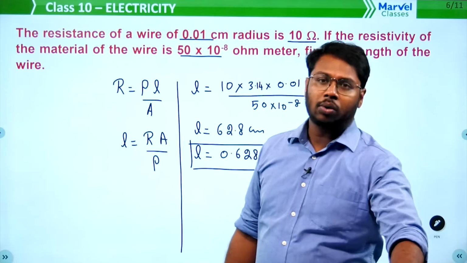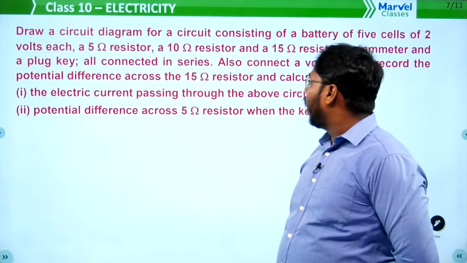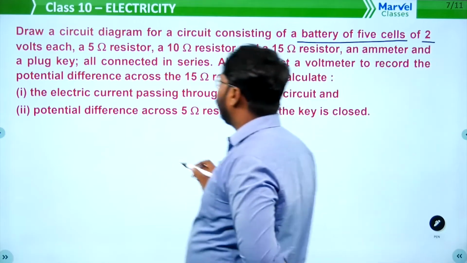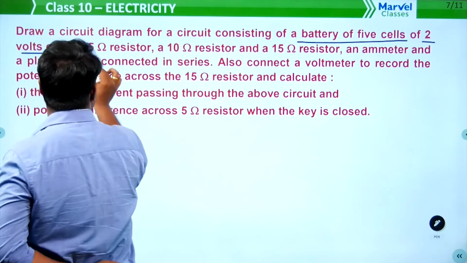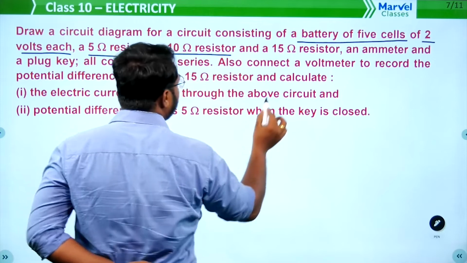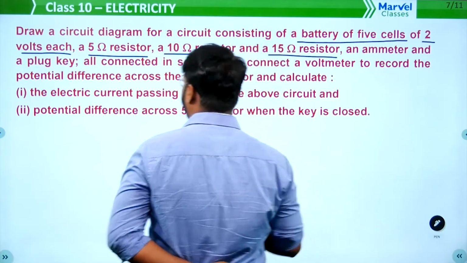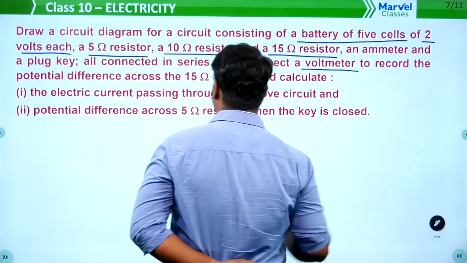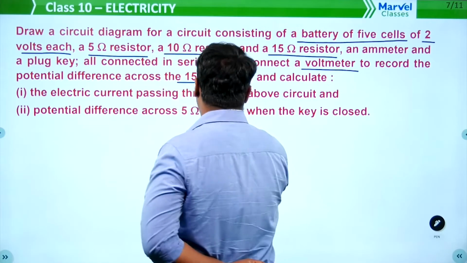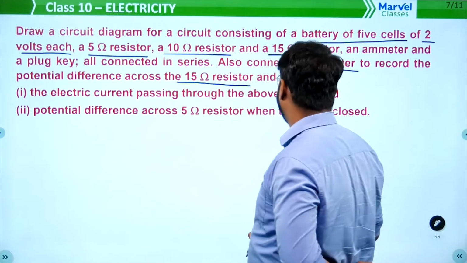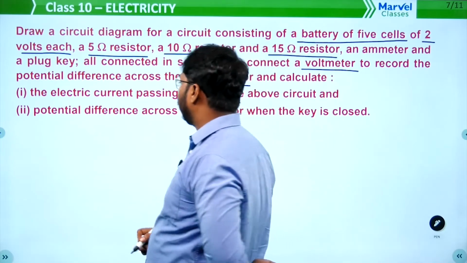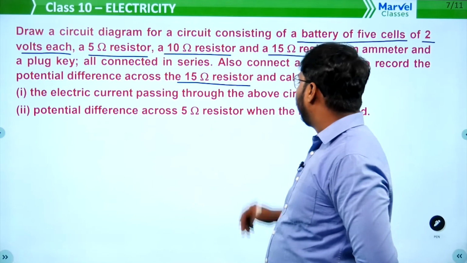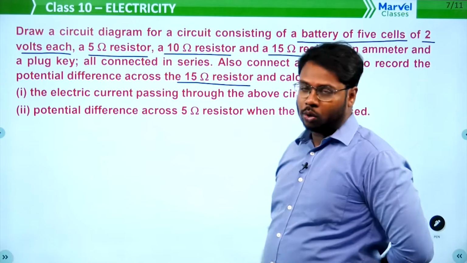Now the next question goes: draw a circuit diagram for a circuit consisting of a battery of 5 cells of 2 volt each, a 5 ohm resistor, a 10 ohm resistor and a 15 ohm resistor, and an ammeter and a plug key connected in series. Also connect a voltmeter to record the potential difference across the 15 ohm resistor, and calculate the electric current that passes through the circuit and the potential difference across the 5 ohm resistor when the key is closed.